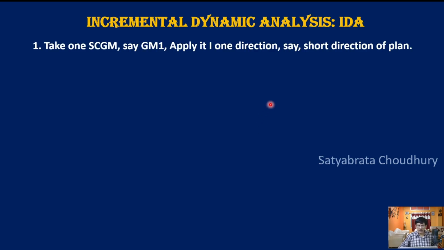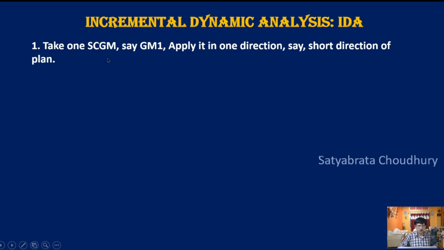Now, incremental dynamic analysis is required for getting the fragility curves. Incremental dynamic analysis means you are increasing the peak ground acceleration gradually from one stage to another, and you are reading the nonlinear response of the structure. So the steps I have discussed here: take one SCGM, say GM1, apply it in one direction of the building, say along the short direction of the plan.